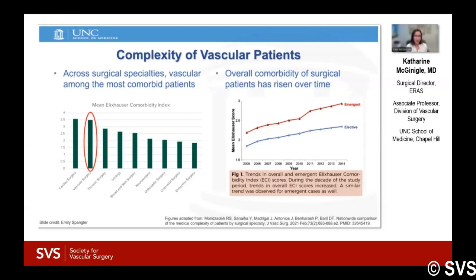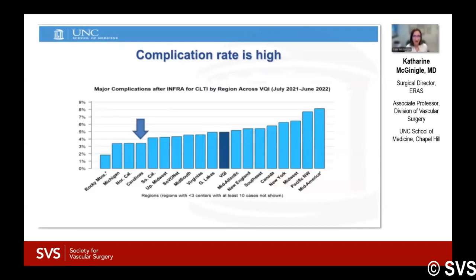In fact, across all surgical specialties, vascular patients are among the most comorbid patients, with a mean Elixhauser comorbidity index of 3.5. This really only compares to cardiac surgery patients and is significantly more complex than the other surgical fields that are considered high risk. And overall, the comorbidity profile of all surgical patients has been increasing over time. This is for both elective and emergent cases.